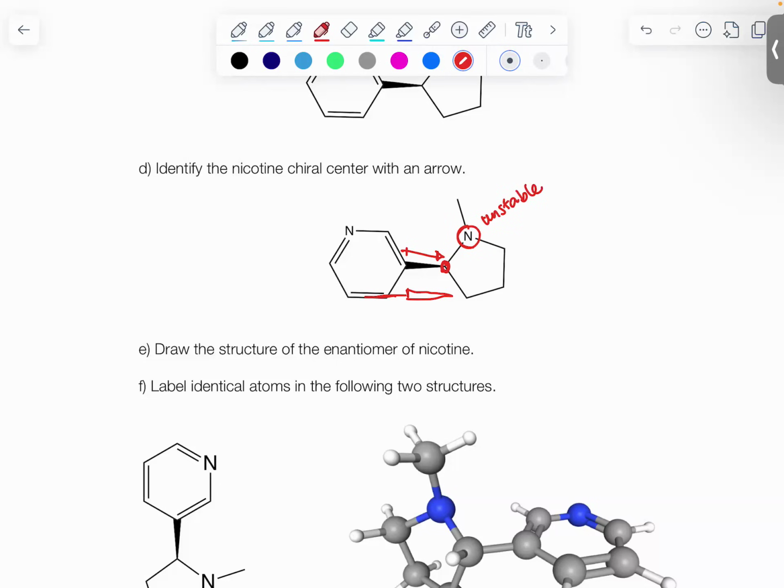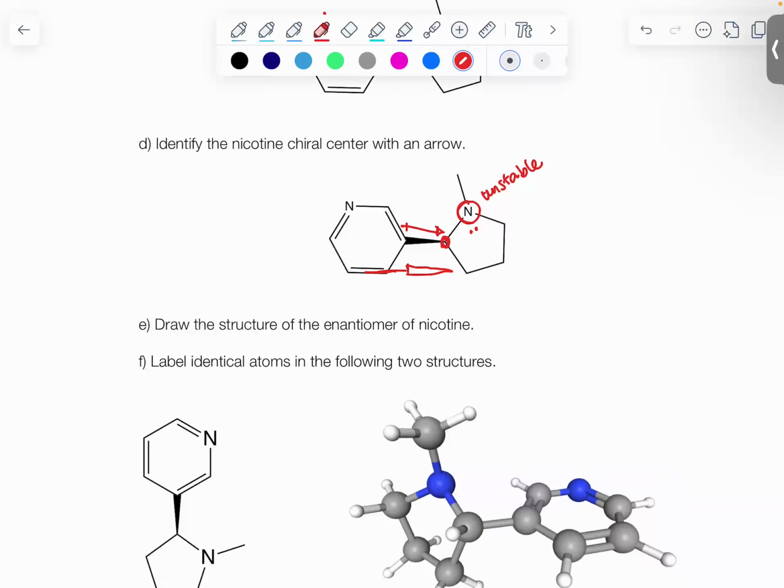And this isn't in a fused ring. And so there can be some movement between these 4 substituents and the lone pair, the electrons. And so that's why this nitrogen is unstable, whereas the one we saw earlier in that fused ring was stable. So our next question is just drawing the enantiomer. And so an enantiomer just means the mirror image.